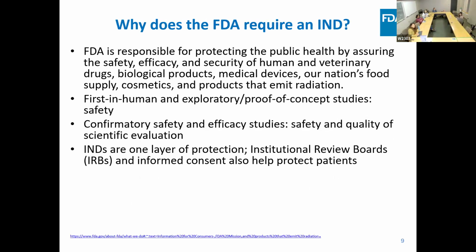I kind of covered this, but really the reason to have an IND is just to make sure that human subjects are safe. There's safety in these trials, especially in first-in-human studies. And then as you progress through clinical trials, making sure that safety and efficacy are being well studied. I just want to emphasize here that INDs are only one layer of protection. IRBs and informed consent also help protect patients, and those are required for any clinical trials looked at by the FDA as well.